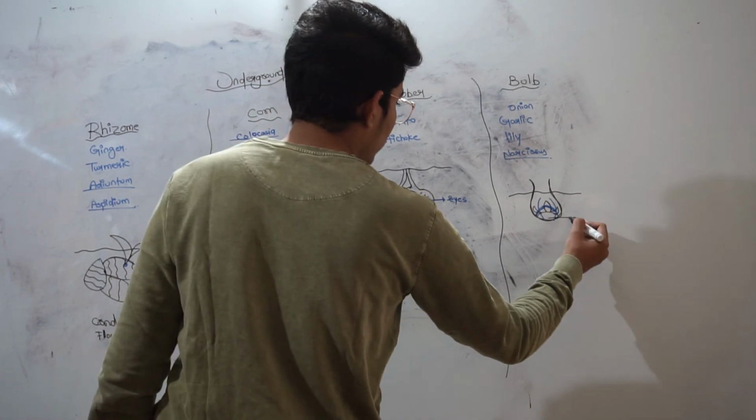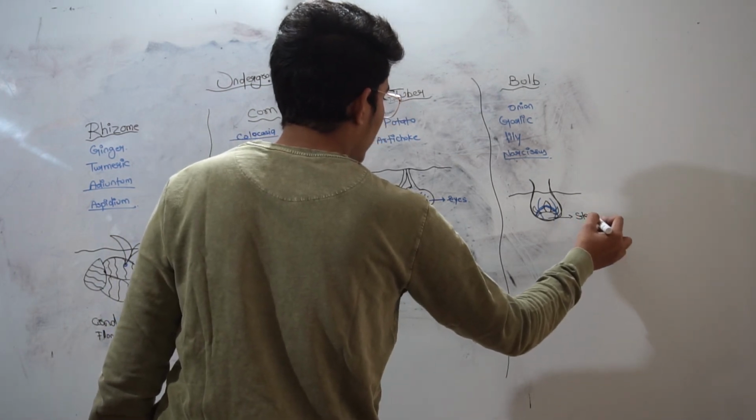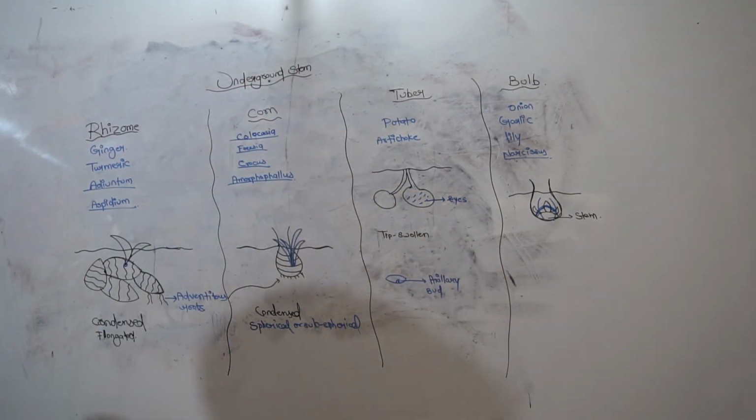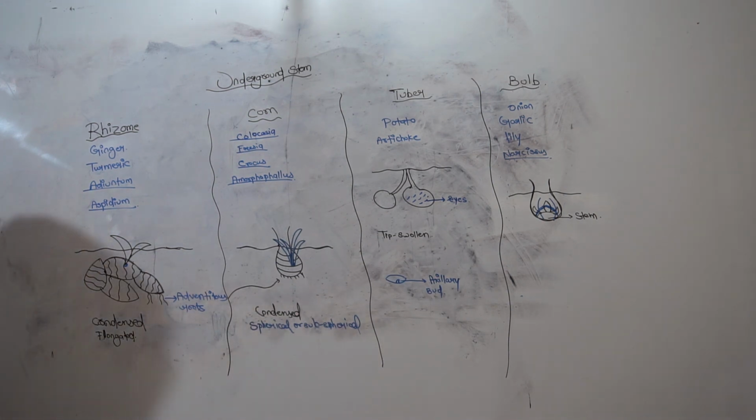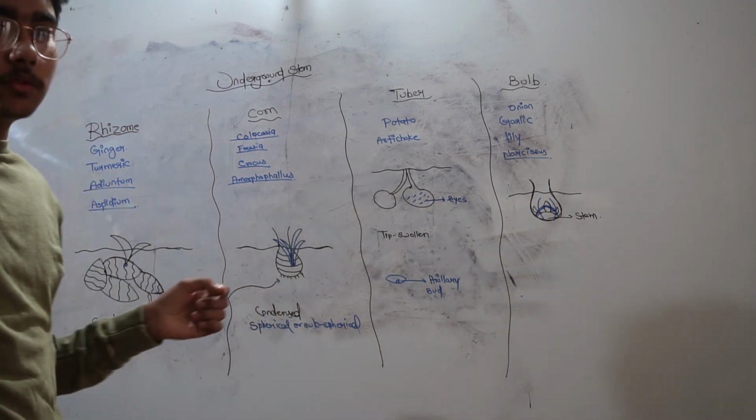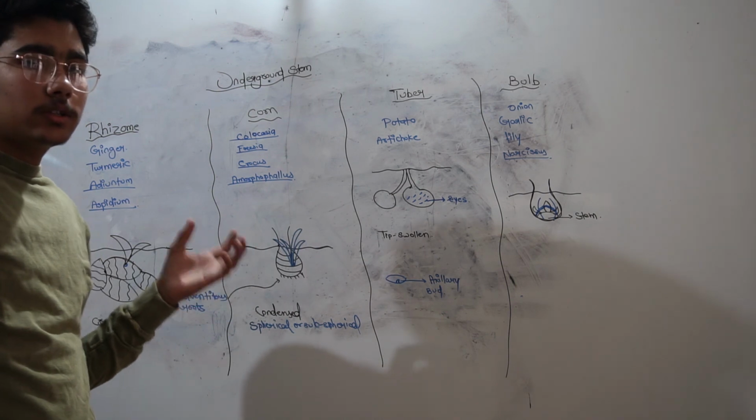And this is all about underground stem. After this, we will deal with the next type of nodal root, that is the subaerial type.